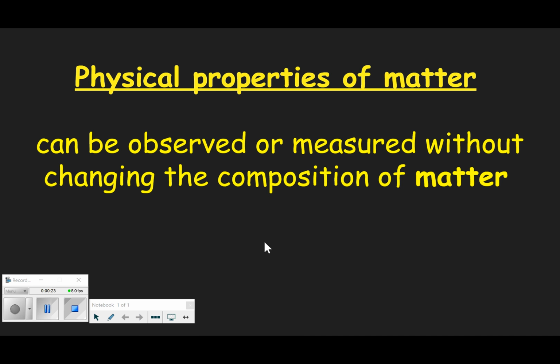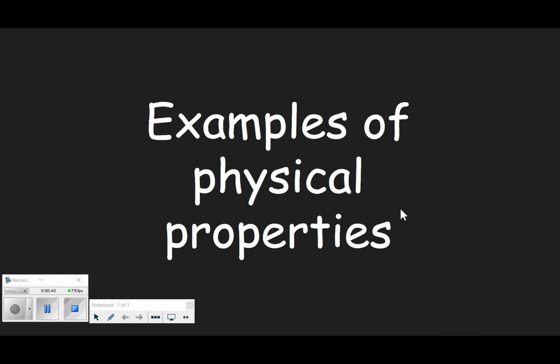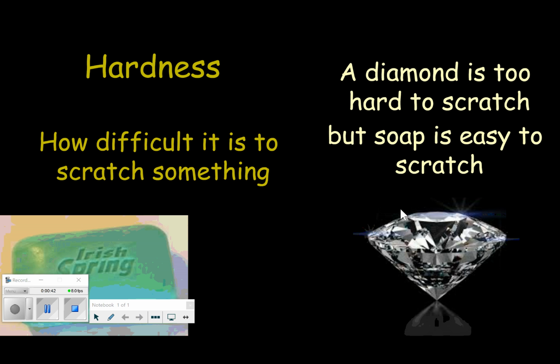Okay, I can look at my dog sitting right next to me and I can say that my dog is black. Okay, that is a physical property of my dog. This means that I can see that he's black. I don't have to change him to see that he's black. Okay, examples of physical properties.